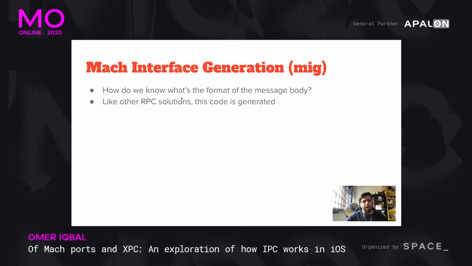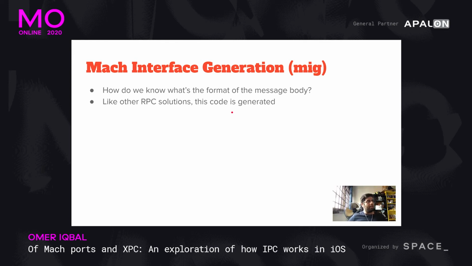And for Mach, as we discussed earlier, we have this thing called the message body. We need to think about how we know the format of the message body, because that depends on the server, the person who's receiving the message. Like other RPC solutions, usually you have code like this, where you serialize some bytes and deserialize some bytes.